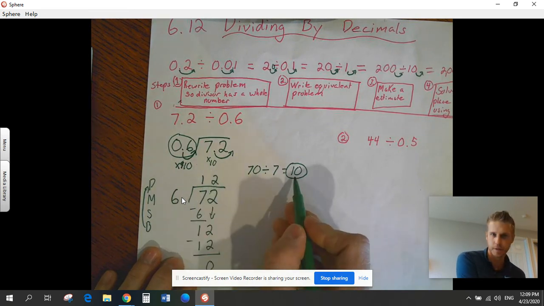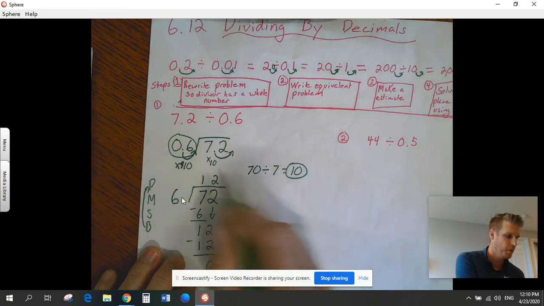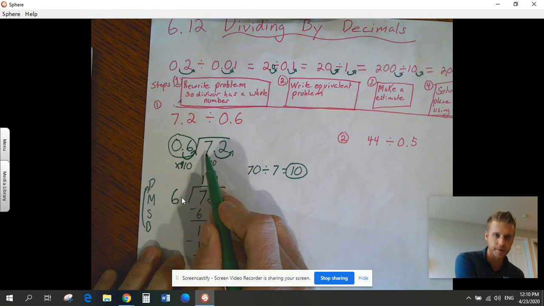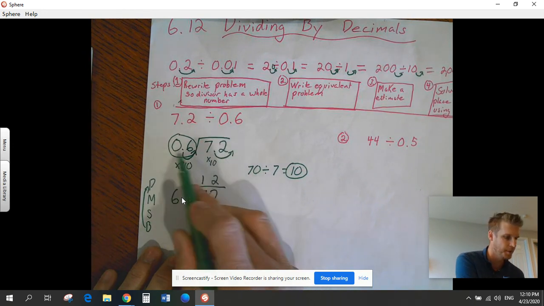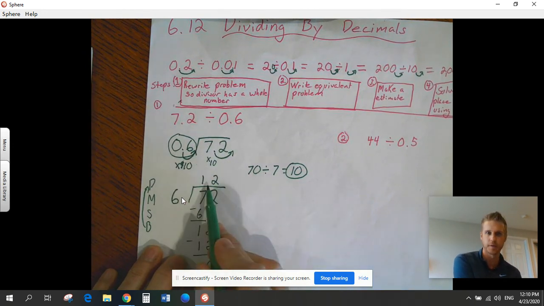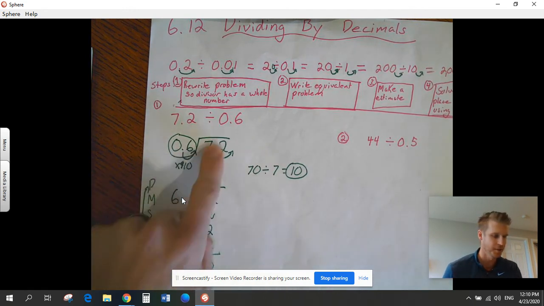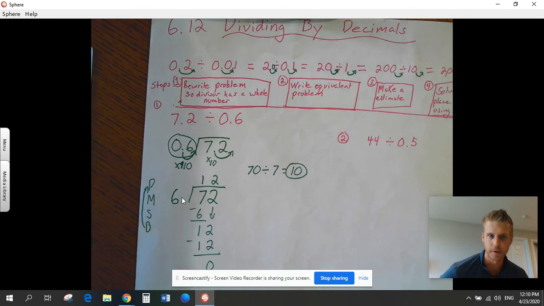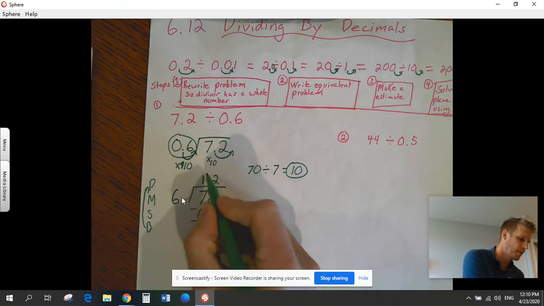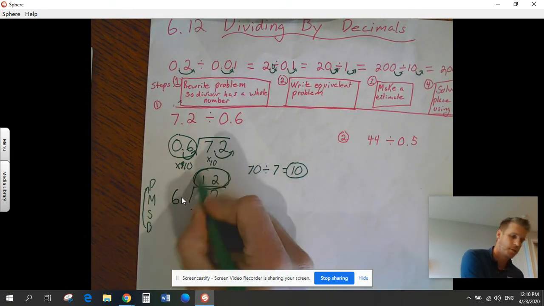12 is close to 10. If you were to get out a calculator and try it and say 7.2 divided by 0.6, you get the same answer of 12. 0.6 fits into 7.2 exactly 12 times. So our answer for that first one is 12.